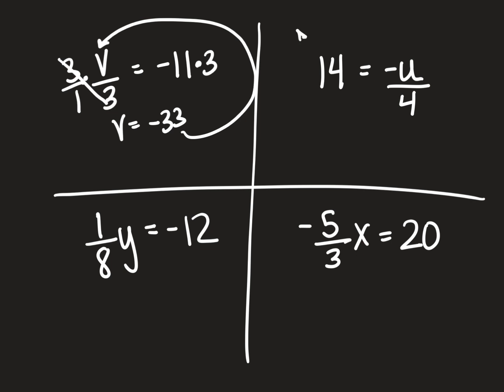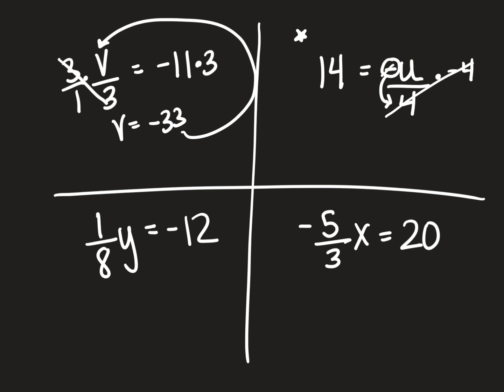This next example right here could technically be considered a 2-step equation because there is that negative sign right here with the variable. I'm going to choose to put that negative sign with the 4 and then multiply by -4 in order to get rid of the 4 and the negative sign.